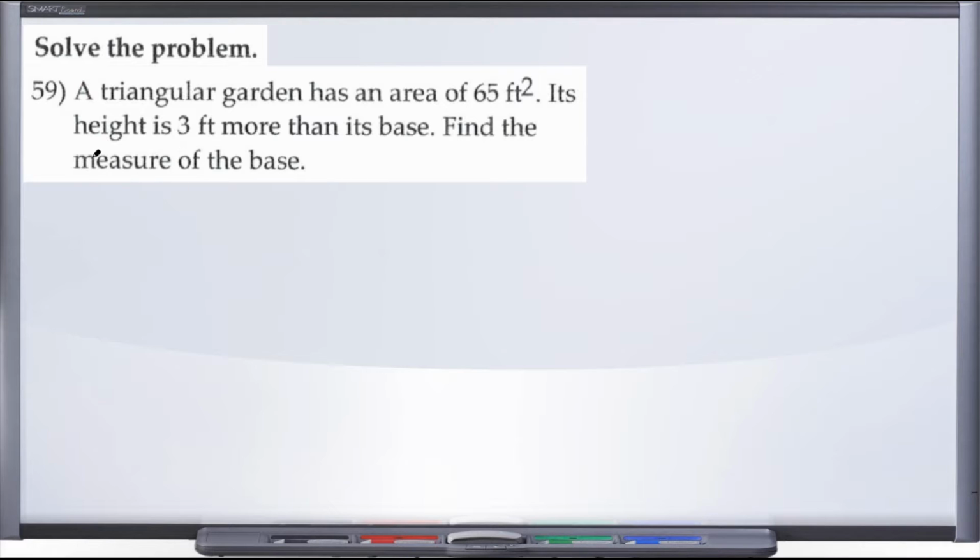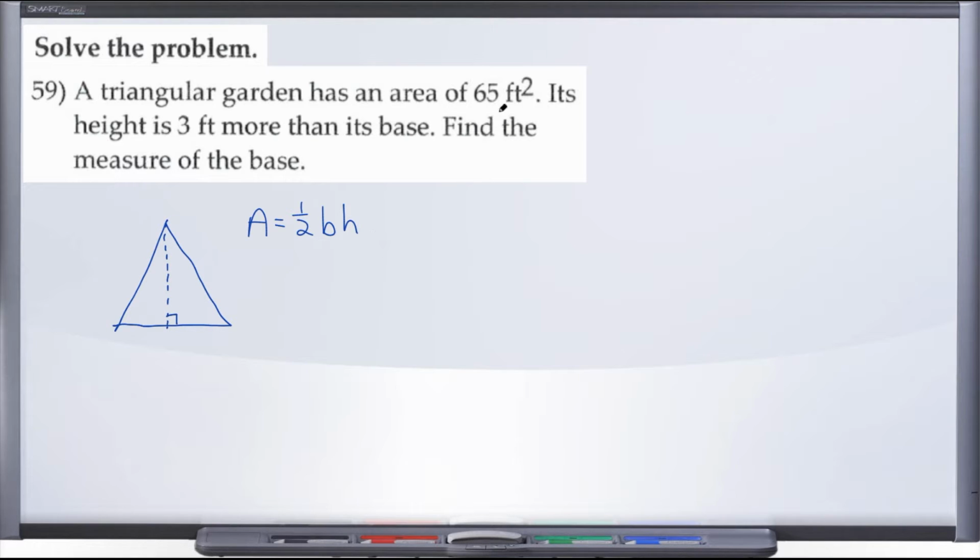And we have a triangular garden has an area of 65 square feet. Its height is 3 feet more than its base. Find a measure of the base. All right, well, let's go ahead and draw ourselves just a triangle diagram to help us. And we know just the general formula for area of a triangle is half base times height. So here's our base, here's the height.